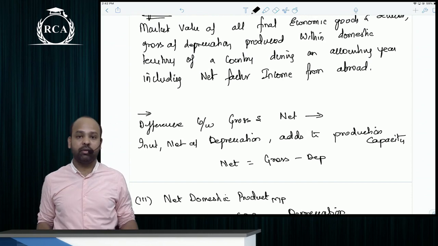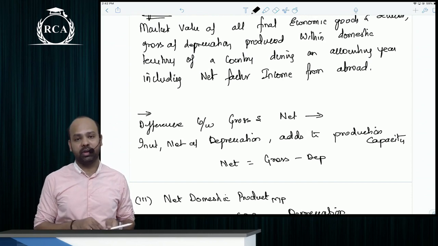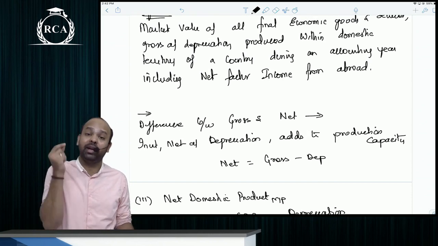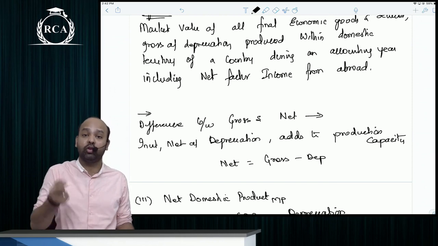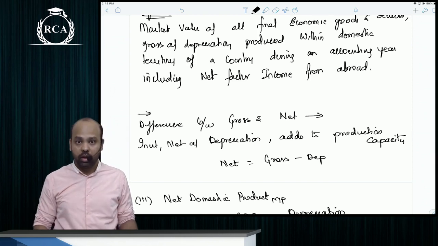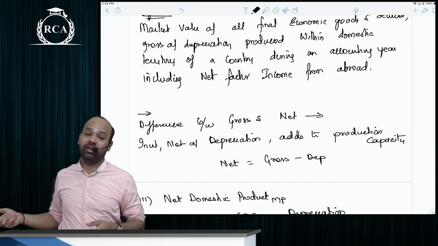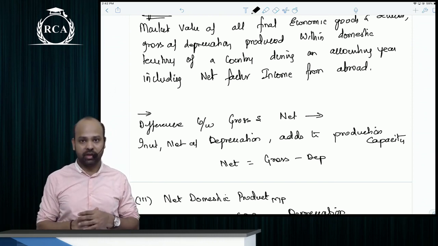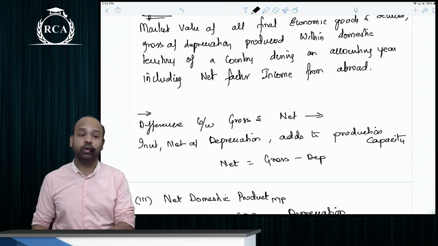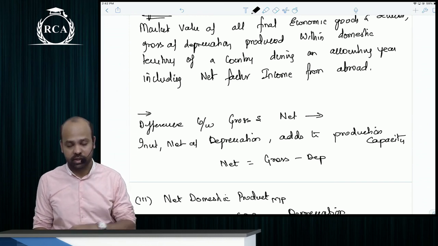Now the next important concept is the difference between the words gross and net. By default, when we use the word gross, it is inclusive of depreciation. But understand that investment net of depreciation is something that adds to the production capacity of a country. Depreciation is merely replacement of fixed assets. That is not adding to the production capacity. So that is why people might be interested in knowing the meaning of net.